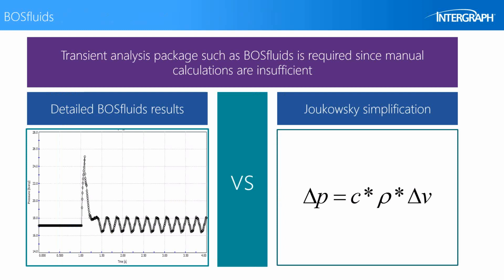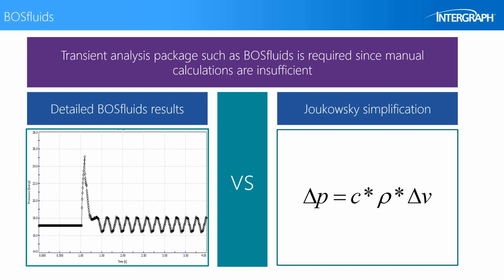a manual calculation to simulate the effects that BOSfluids calculates is simply insufficient. On the right-hand side of this slide here, we have the commonly used Joukowsky simplification, which calculates the change in pressure here, delta P, by simply multiplying the speed of sound of the fluid, C, multiplied by the density, multiplied by the change in velocity. This is a very conservative simplification, and compared to the detailed results from BOSfluids, you can see much difference.